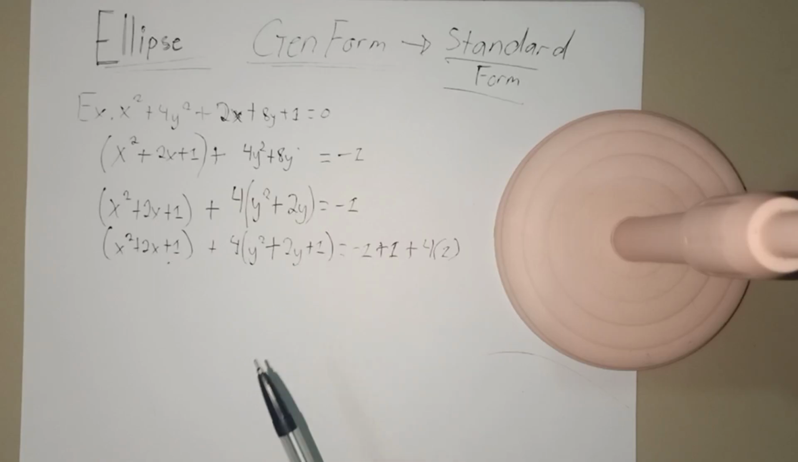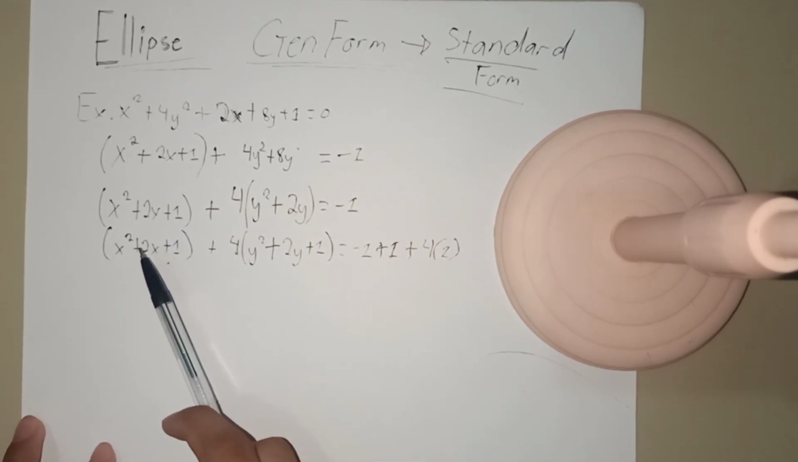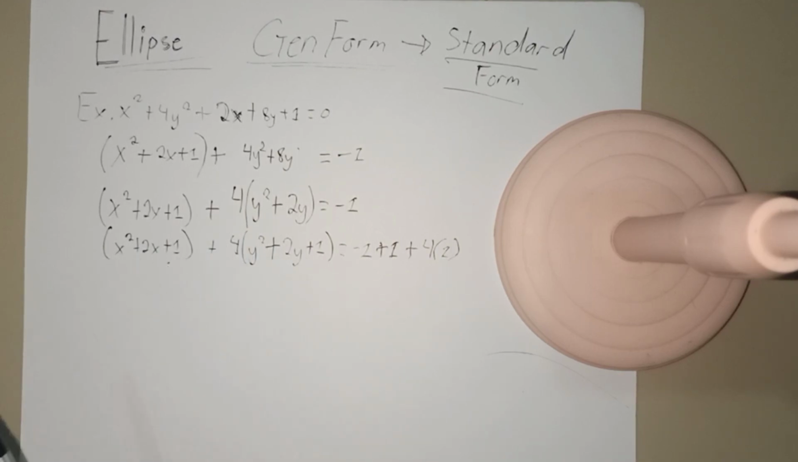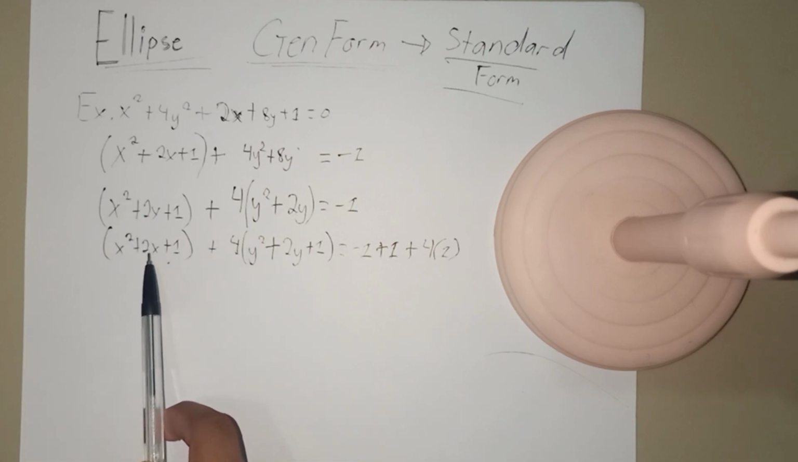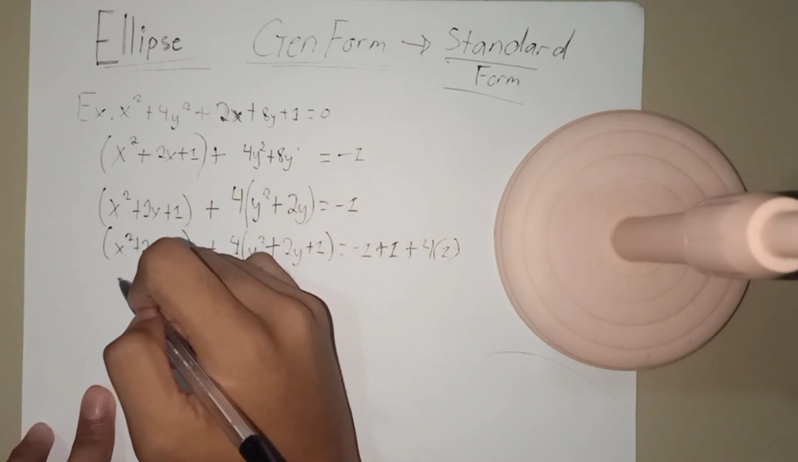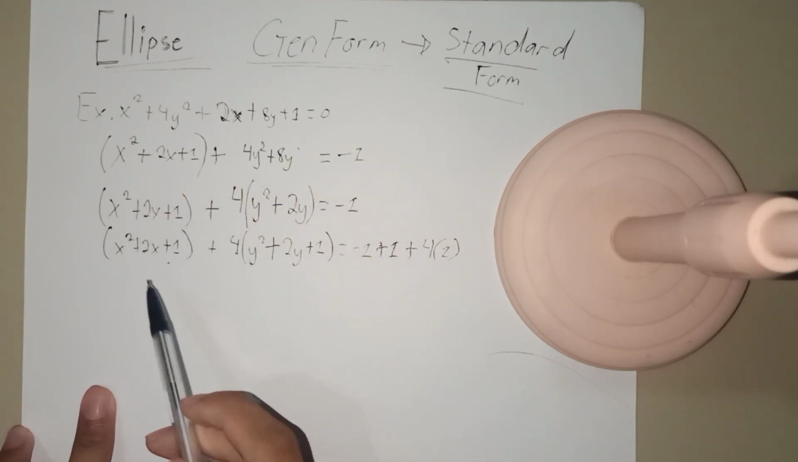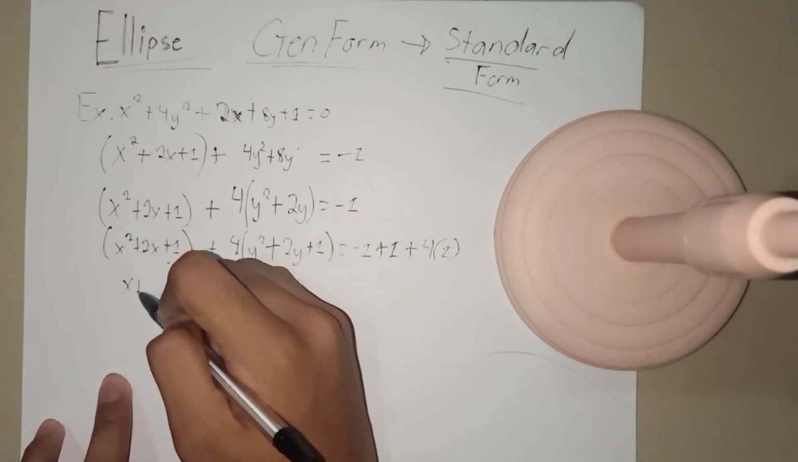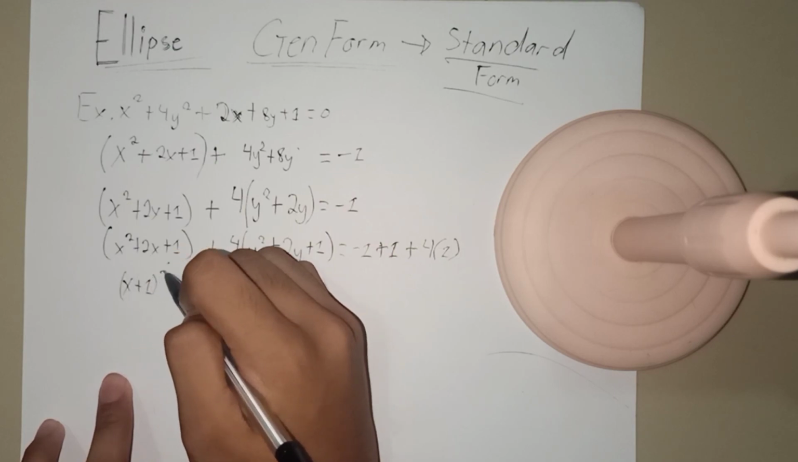Next, now that we found the perfect square trinomial, we're gonna find the square of a binomial. To find it, let's think of a number that when you multiply it by 2, the answer is this, and when you multiply it to itself, the answer is this. Do you think of a number? That's right, it's number 1. Since they're both positive, the answer is x plus 1 squared.